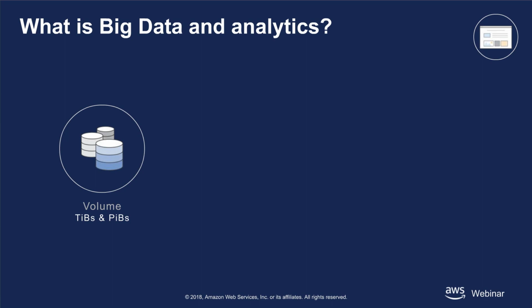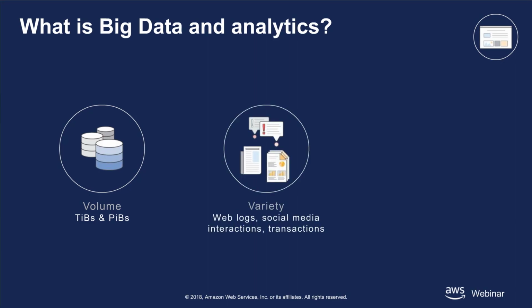Well, first we have volume. This ranges from terabytes to petabytes of data. Next, we have variety. So this includes data from a wide range of sources and formats. This could be weblogs, social media interactions, e-commerce or online transactions, financial transactions, things like that.